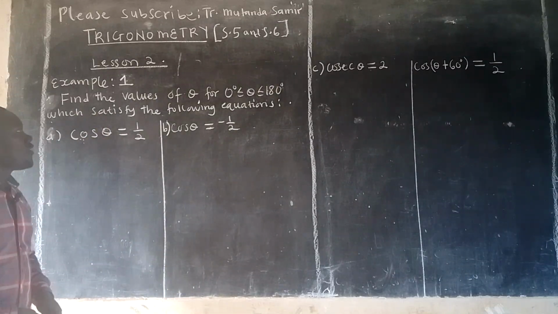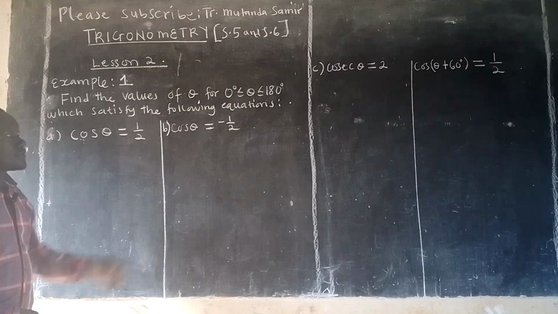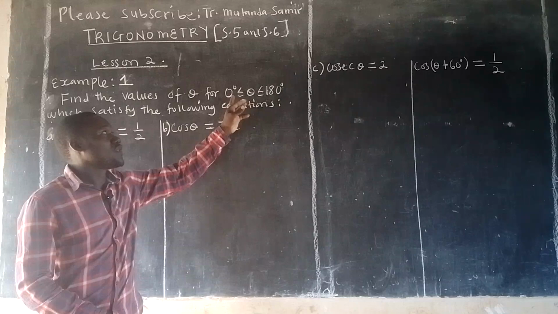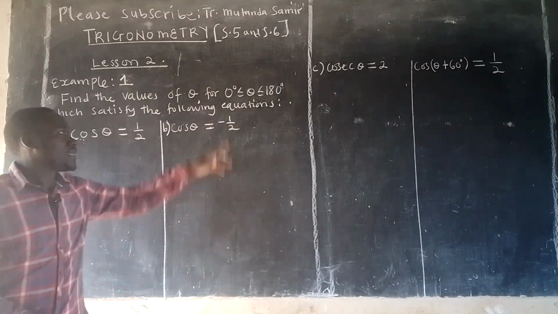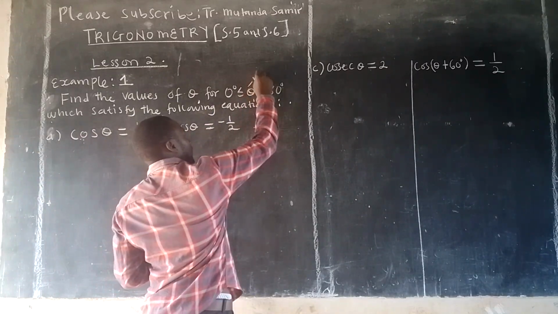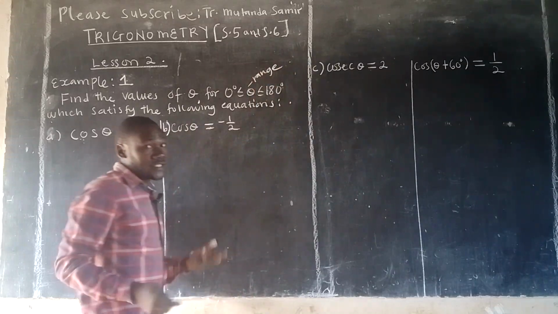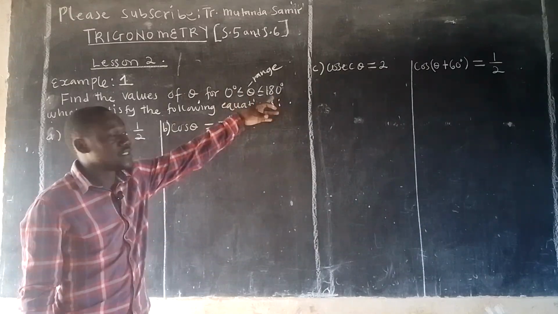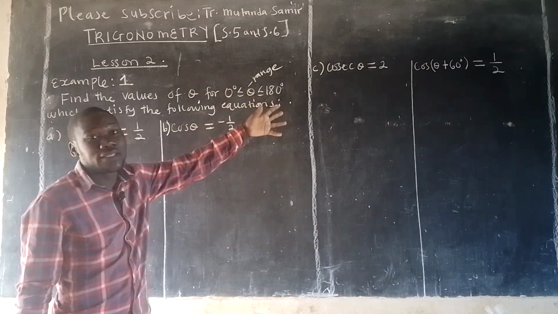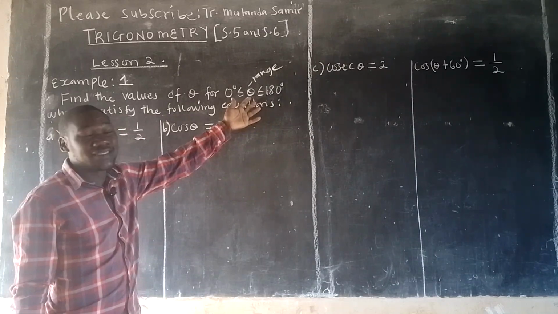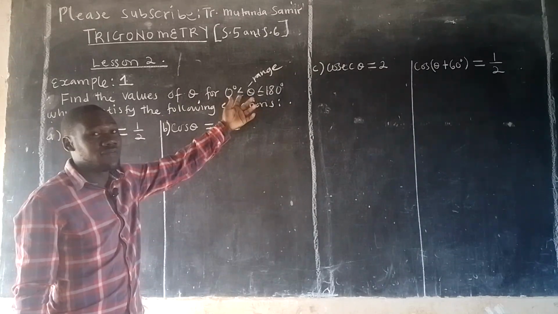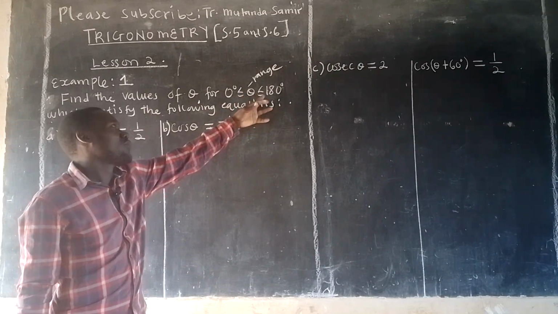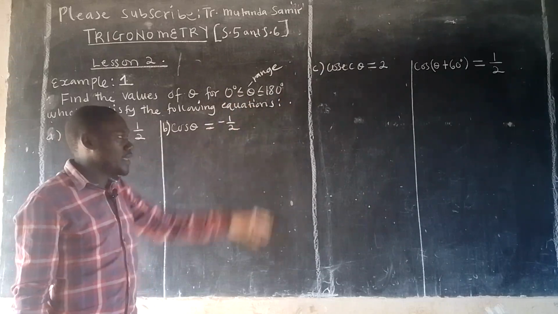Example 1, they are saying find the values of theta for theta between 0 and 180 degrees. This one here, in simple terms, we call it a range. What I mean by range is the answers we shall be getting here shouldn't go beyond this. The answer should be between 0 and 180. Don't report a negative answer, because this range is positive, or an answer like 210 degrees. The highest must be this and the lowest must be that.